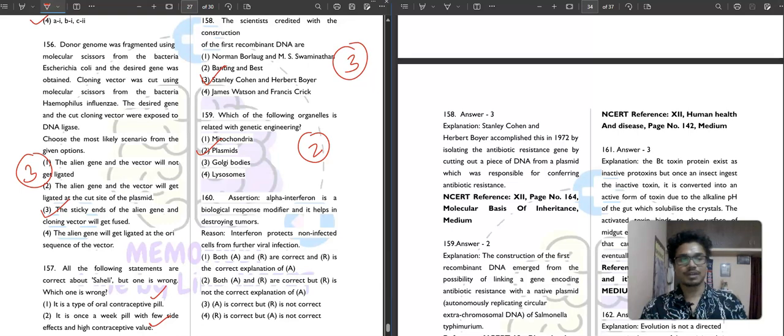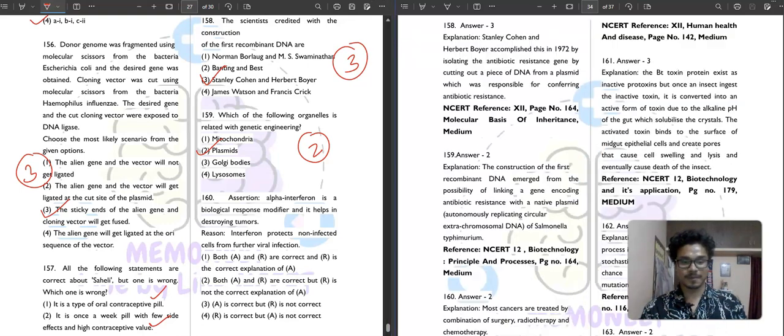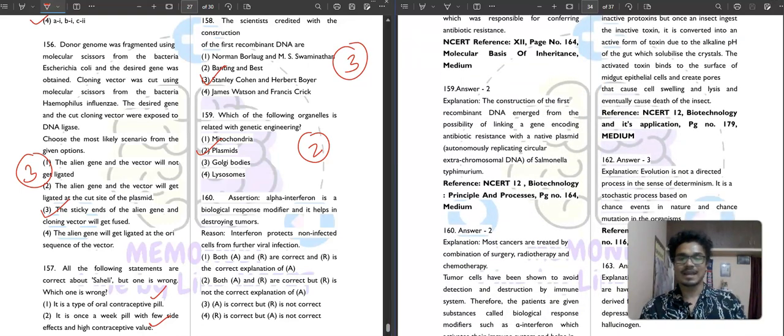That's why. Then question number 160. It is saying that assertion: alpha interferon is a biological response modifier and it helps in destroying tumor, correct? Then interferon protects non-infected cells from further viral infection, correct? But if we put a because here and reread both statements, we will get that both are correct, but the reason is not explaining the assertion. The second option is your correct answer.